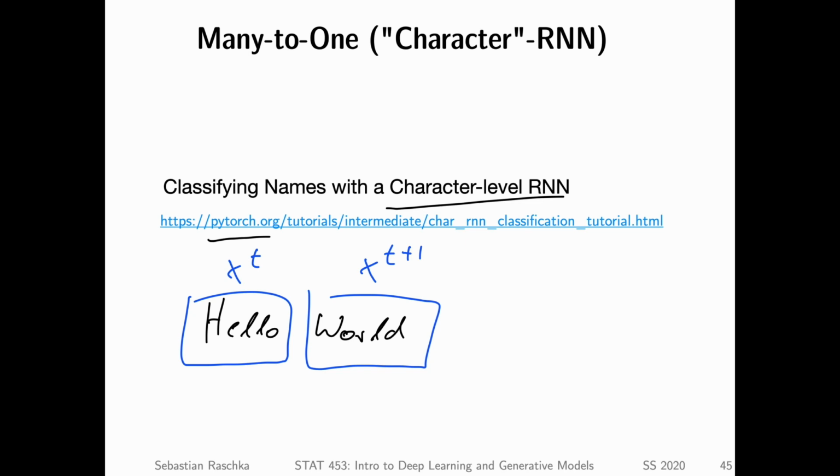Let me use a different color here. The first input, x_t, would be the letter H. The second input would be the letter E. And then the third input would be the letter L, and so forth. So in a character level RNN, we process each character at a time.